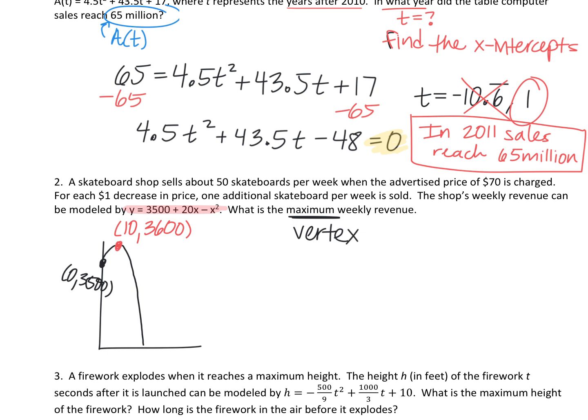So if I'm asking you what your maximum weekly revenue is, which one of these points do I want again? You just want to know how high it goes, so get the highest point on the graph. What's the maximum weekly revenue? $3,600, and it's at how many weeks? 10. So you write a little sentence.